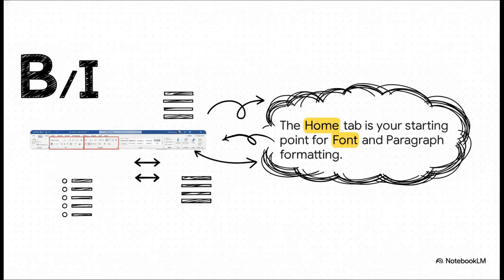Honestly, you're going to spend most of your time right here on the Home tab. See these little groups for font and paragraph? This is ground zero for making your text bold or italic, changing the alignment, or creating a quick bulleted list. It's your home base for all the essential stuff.